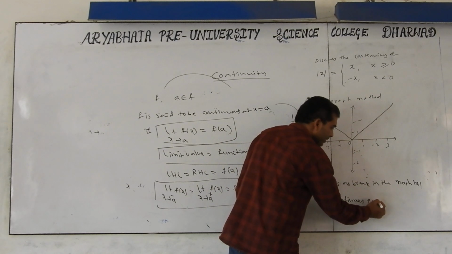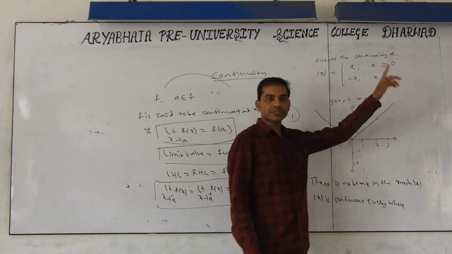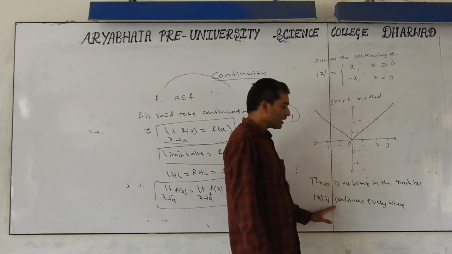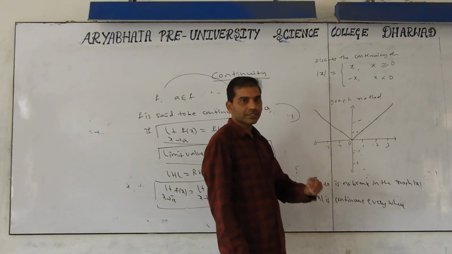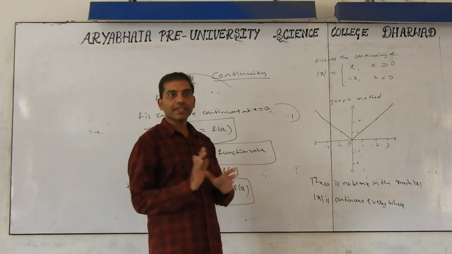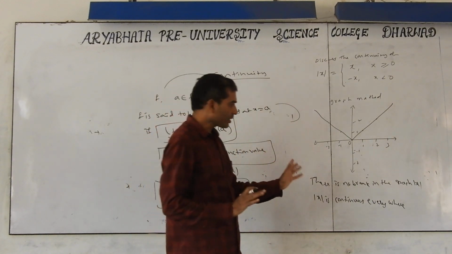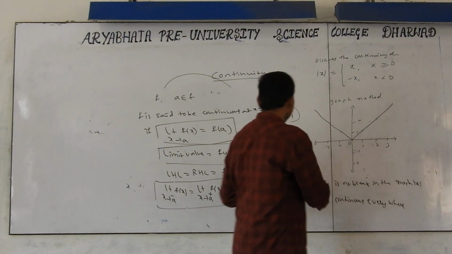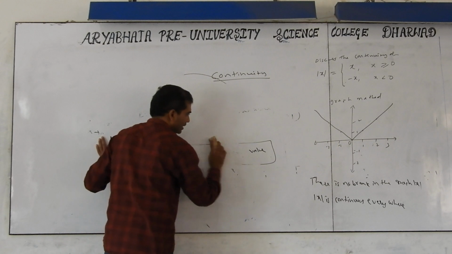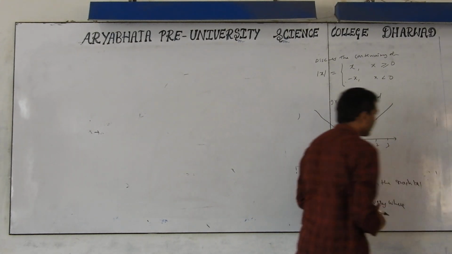Everywhere means each and every real number. If it is continuous at every point, we say continuous everywhere. So mod x is continuous everywhere because by the graph there is no break at any point. This is by the graph method. Now without the graph method, how can we find it? By using the limit concept. Now the alternative second method.